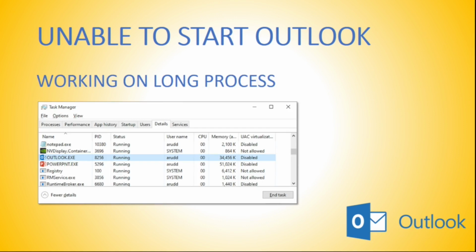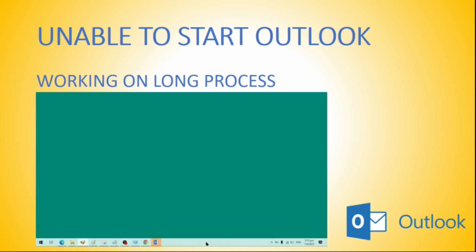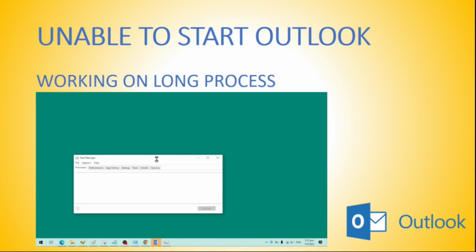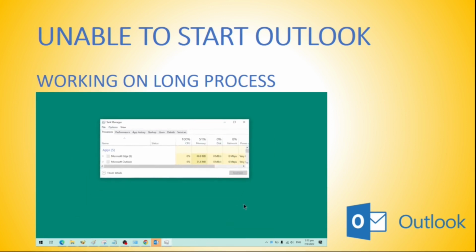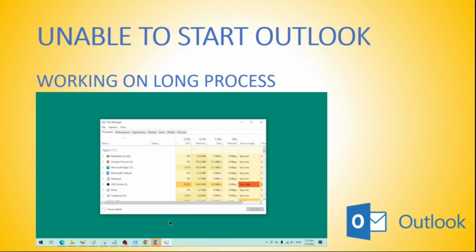Check whether Outlook is working on a long process. Sometimes Outlook might appear frozen, but actually it is still running and working on something. On Windows, press keyboard Ctrl plus Alt and Delete keys, and select Task Manager. Or alternatively, right-click the taskbar, and select Task Manager.